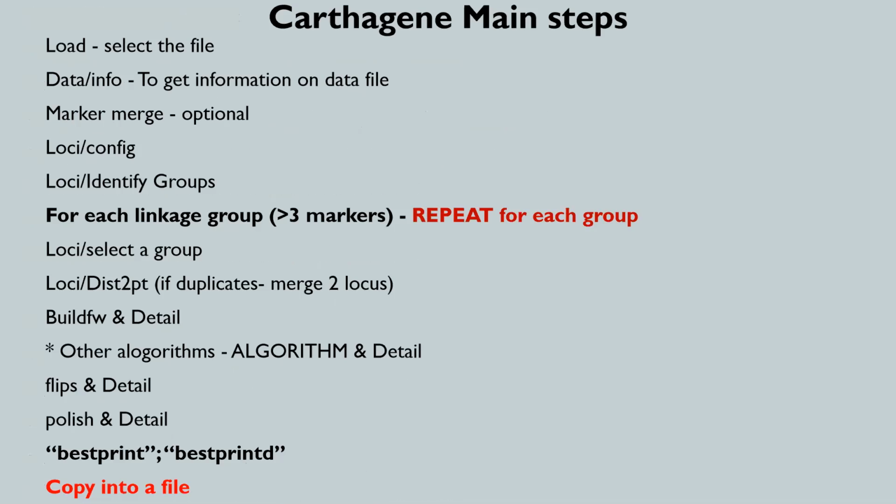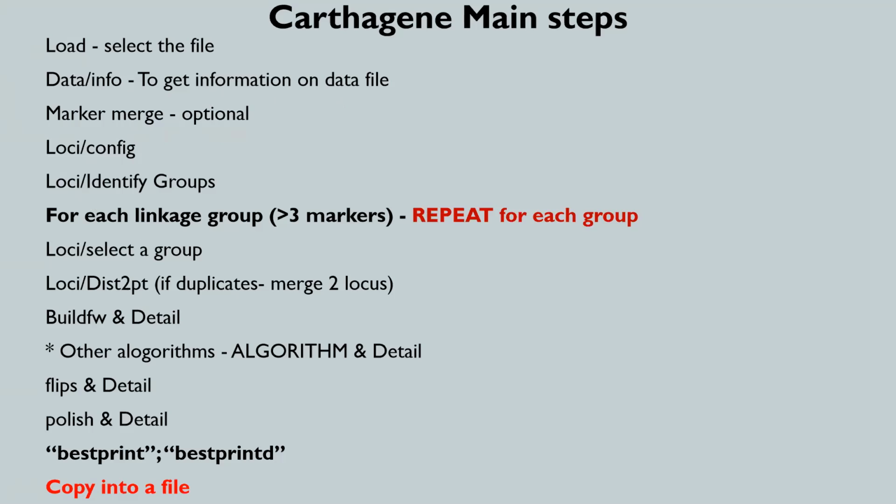So this slide is really important if you really want to do linkage mapping in your experiments. The first thing is, don't worry about this slide. I will show you practically. I just want to list a few things. So in the near future, you can just take a printout of this and use it in the same order. First thing is we load the file. We get the information to make sure we had it right. Then we use marker merge, an optional thing.